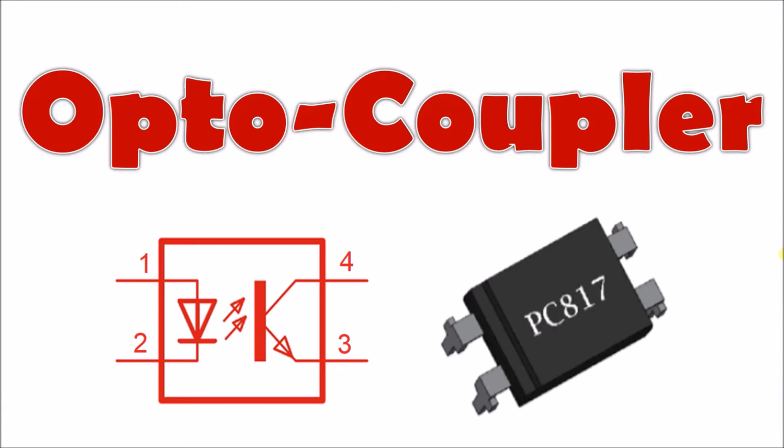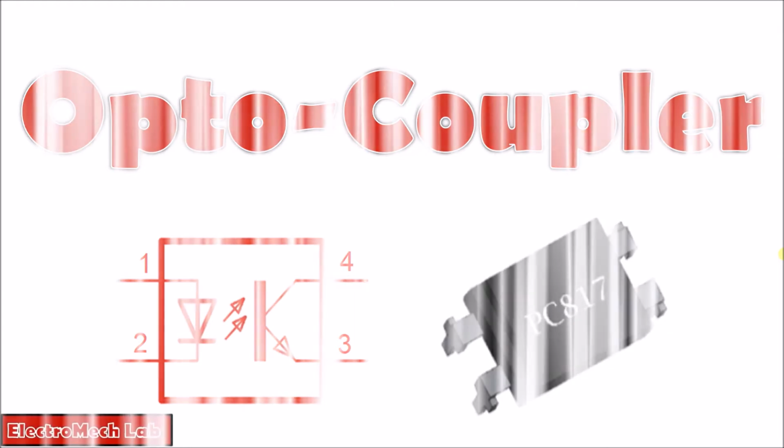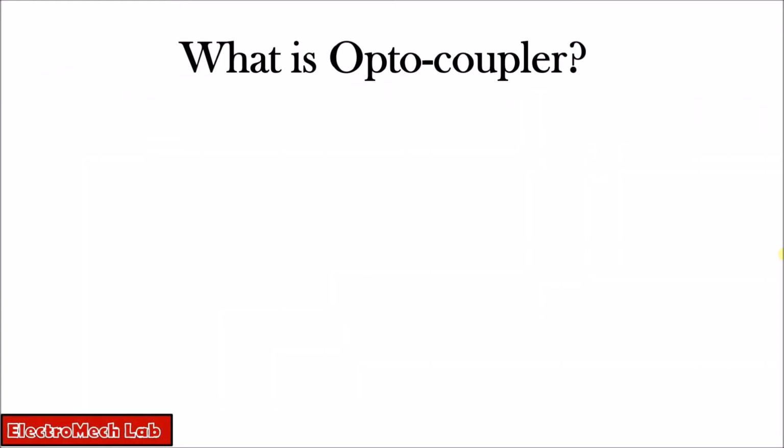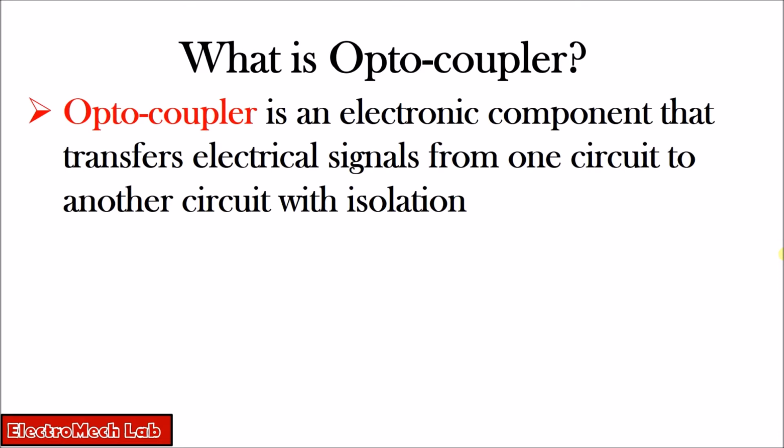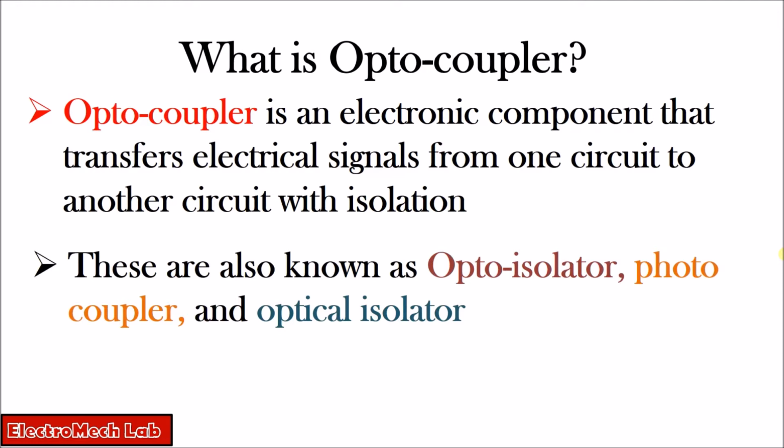Topic of this lesson is optocoupler. What is optocoupler? Optocoupler is an electronic component that transfers electrical signals from one circuit to another circuit with isolation. These are also known as optoisolator, photocoupler, and optical isolator.